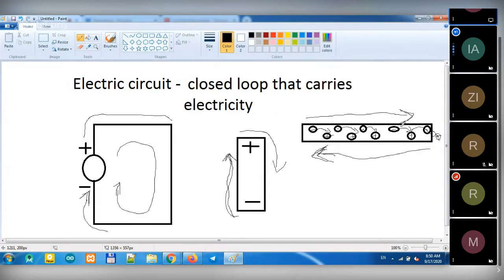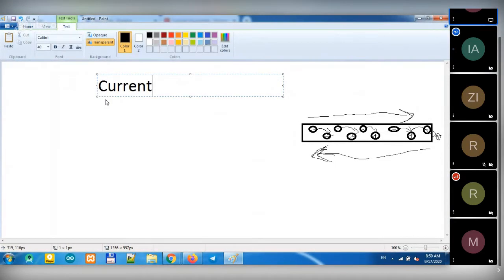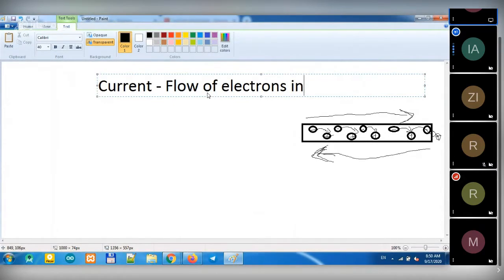Right. So let's move to the next section, electric current. Let's delete this. Current. Definition, I'm going to write the definition first. Electric current is a flow of electrons in a circuit. When we say circuit, it's an electric circuit, all right?